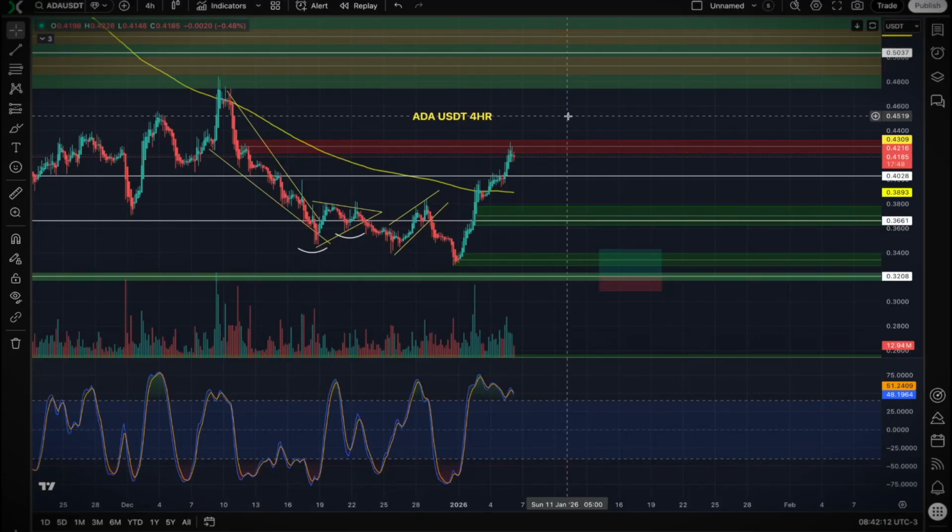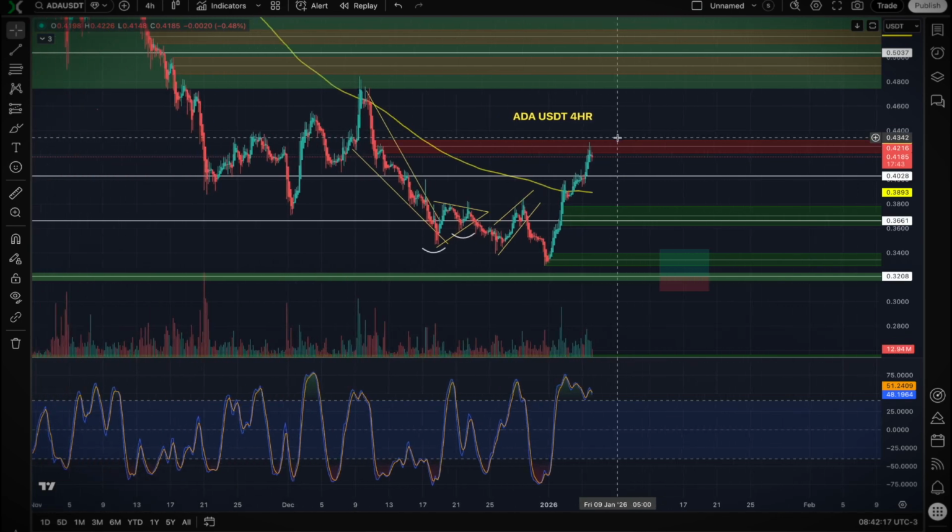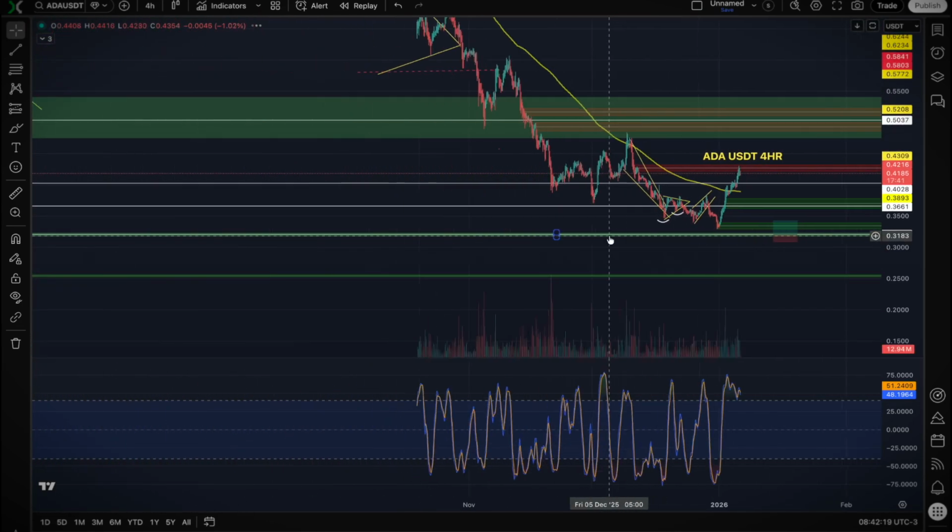Hi everyone, this is Cardano ADA USDT 4-hour chart. We're going to try and make sense of the current price action. So just to zoom out a little bit, big picture.